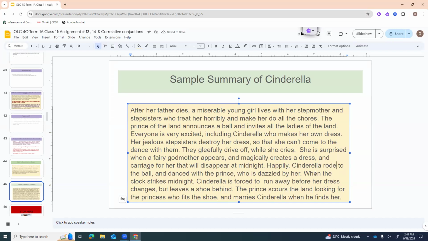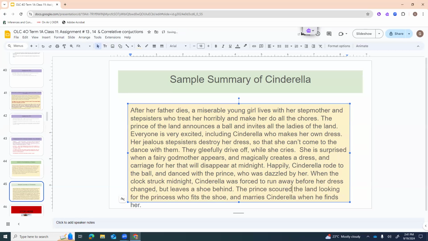Happily, Cinderella rode to the ball and danced with the prince who was dazzled by her. Same thing. I wrote that part in the present tense, but it's past tense. When the clock struck midnight, Cinderella was forced to run away before her dress changed, but leaves a shoe behind. The prince scoured the land looking for the princess who fit the shoe and marries Cinderella when he finds her. Probably married when he found her.